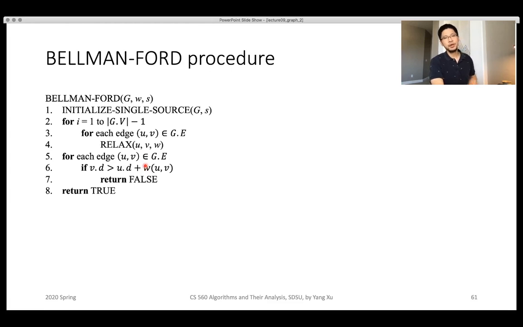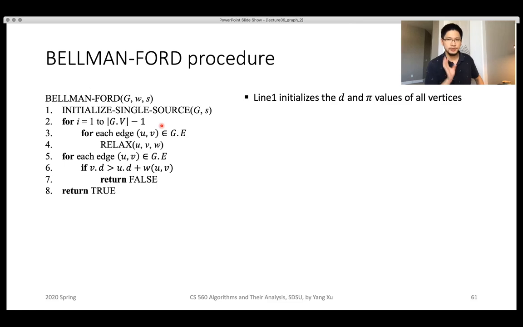So here's what the Bellman-Ford procedure looks like implemented with our pseudocode. Line 1 is just the initialization step, which we already implemented. This initializing single source will initialize all the d attributes and the pi attributes of all the vertices, so it's basically a loop over all the vertices. And from line 2 to line 4, it's a nested for loop.